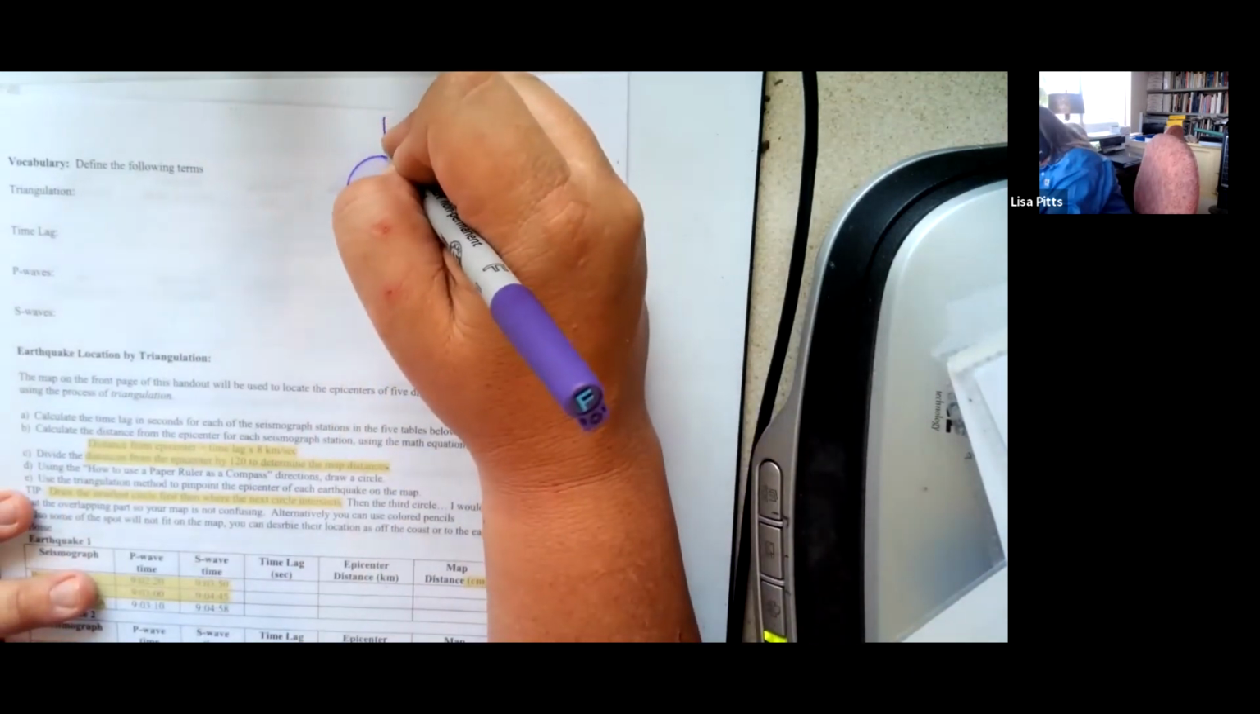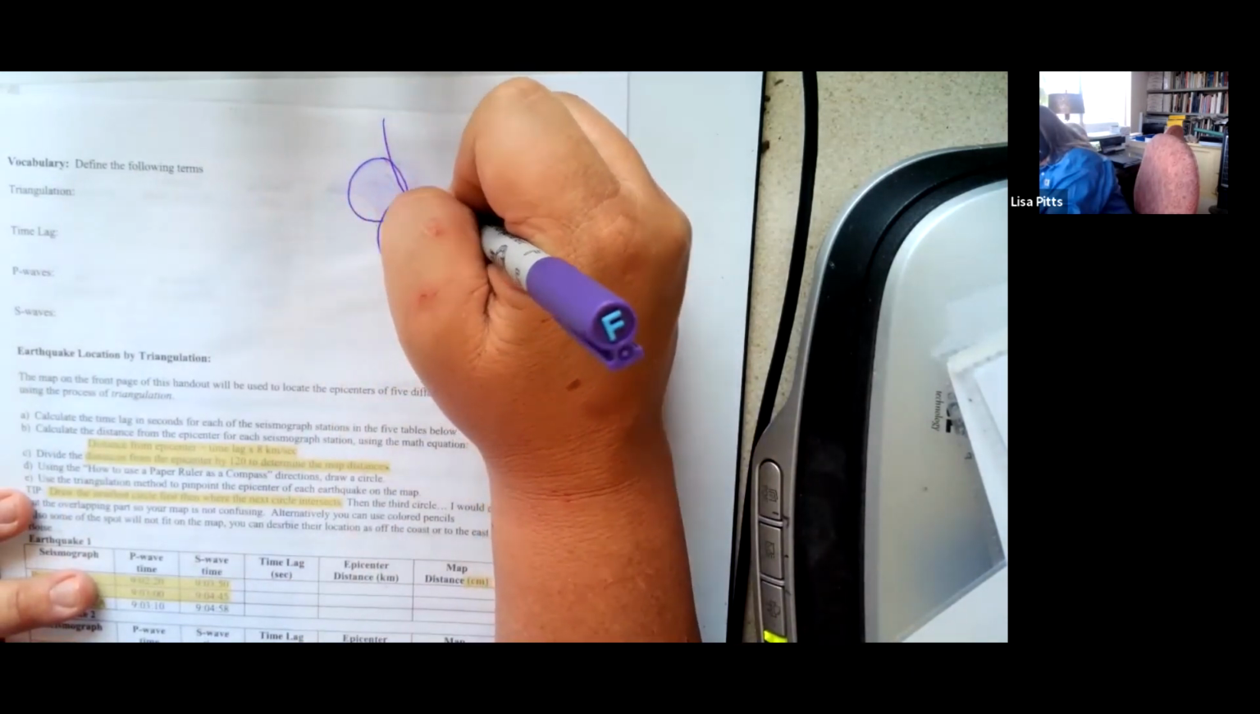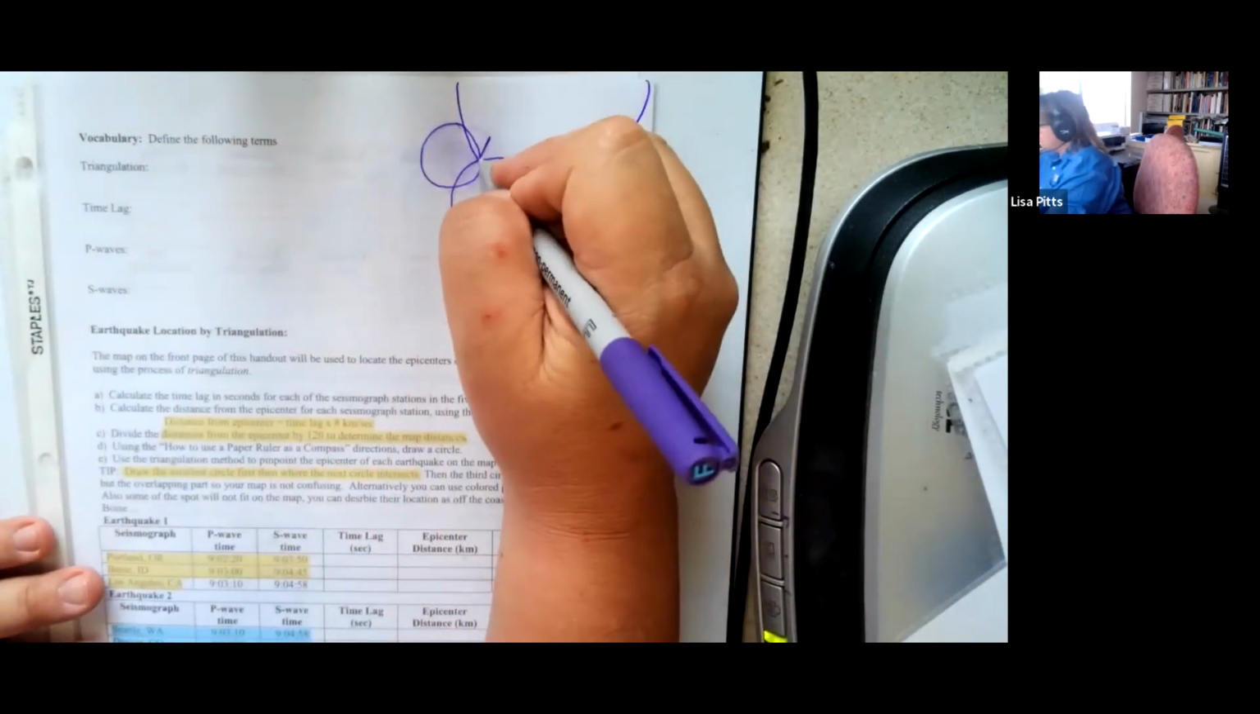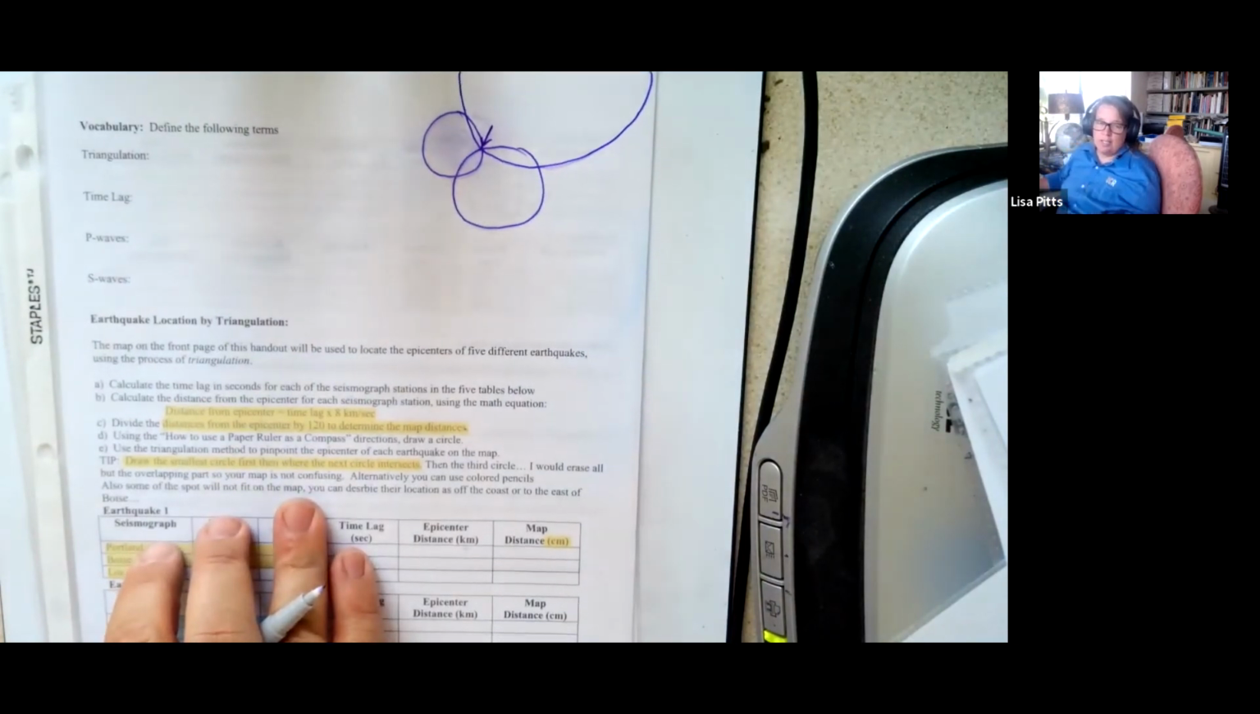So I'm going to draw a really big circle there. And so this is where our epicenter is. That's what triangulation is.